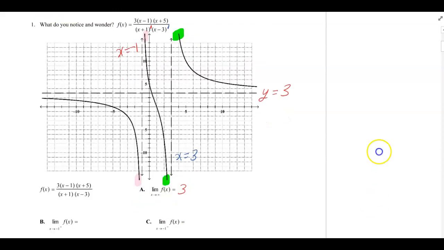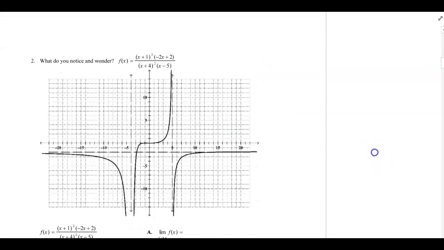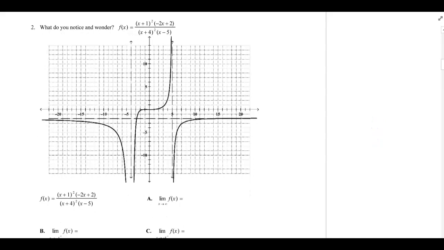Now let's compare that to example number 2. In example number 2, if you look at part A and find the limit as x goes to infinity, you get -2. When you look at this graph, y equals -2 is the horizontal asymptote. If you were to multiply this out, you get -2x cubed plus some other terms, divided by x cubed plus some other terms, and you should realize that that goes to -2.